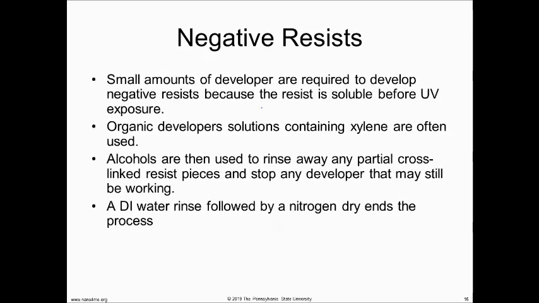So for negative resist, small amounts of developer are required to develop it, because the resists are soluble before UV exposure. Organic developer solutions containing xylene are often used. I hope you recognize things like xylene and chlorobenzene. They're universal things that are very, very shady and carcinogens. Does everybody see that? These are aromatic rings that have a lot of bonds available, and due to Murphy's Law, they're going to wind up in the wrong place doing the wrong things for you.